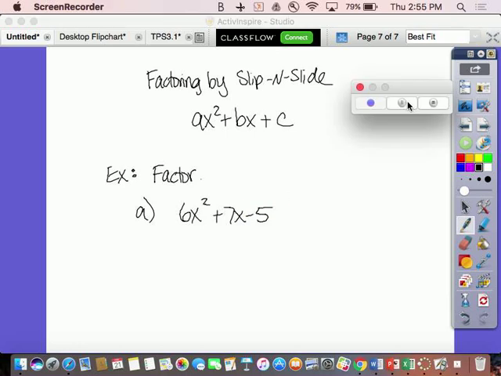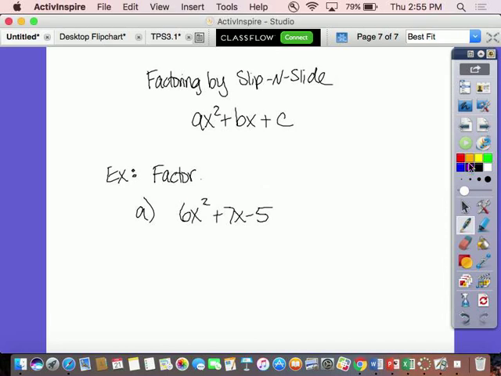For slip and slide, the first thing you do every time is multiply the first number by the last number. So I multiply and get negative 30. That's first times last, just like I did on the previous problem. Then I'm still going to find the factors of negative 30 that add up to the middle. We've already found them: negative 3 and positive 10.